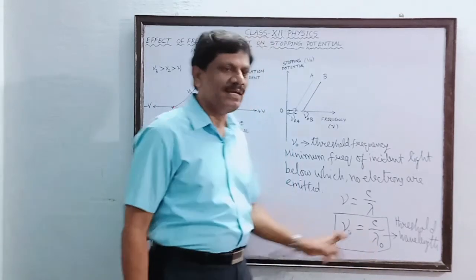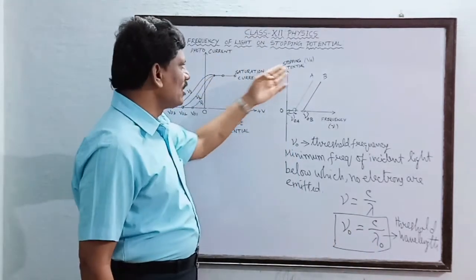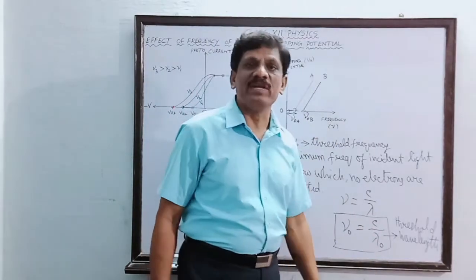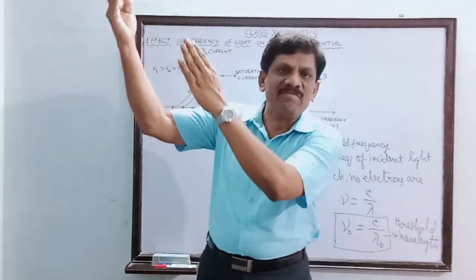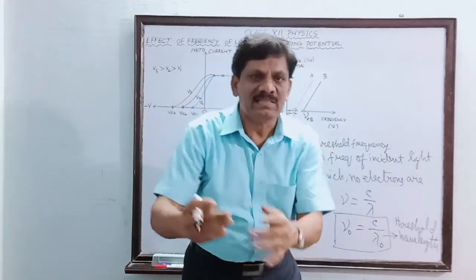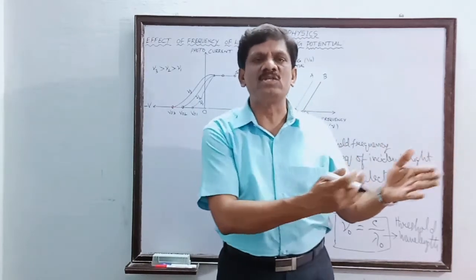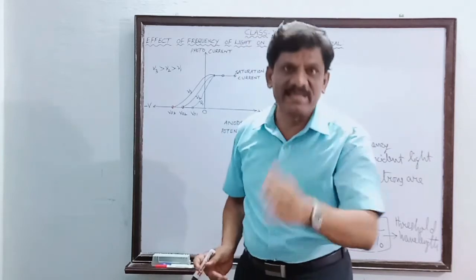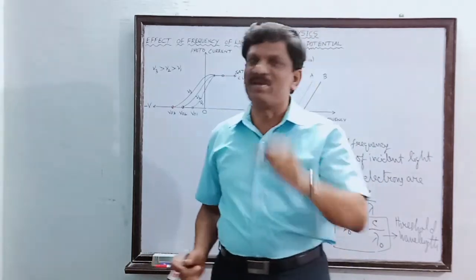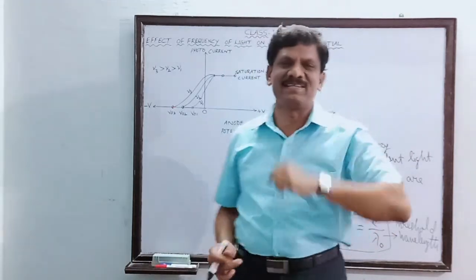Okay, my dear students. So, how does the stopping potential depend on the frequency? When the incident frequency is lesser, the kinetic energy of the photoelectrons coming out of the emitter plate also will be lesser. So, easily they can be stopped. Therefore, the stopping potential also will be lesser.